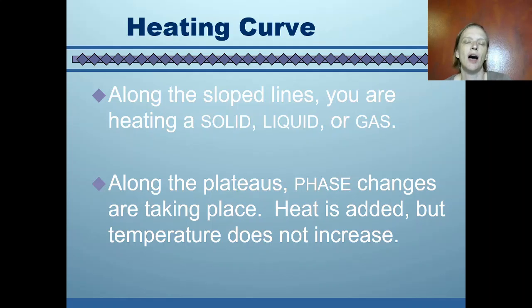So why do we have this shape? Why does sometimes adding heat make temperature rise and other times heating doesn't make the temperature rise? So when you have those sloped lines with solid, liquid, gas, it's because you are actually heating and increasing the temperature of the solid or the liquid or the gas. On the plateaus, on those flat regions, phase changes are taking place. You're adding heat, but temperature does not increase.